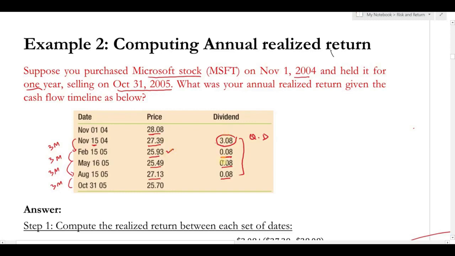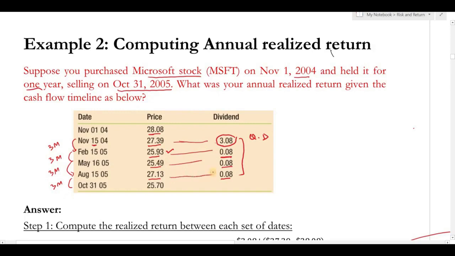If the company is not giving you any dividend, and you are holding the stock from 28 to October 31st, then you will just compare this 28 with 25.70, because you are just holding it, right? But if the company is also giving you some dividends, then you also have to look at that total return after some period, okay. Now as you see, these are the periodic returns.